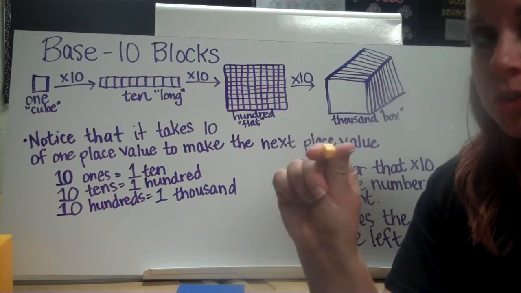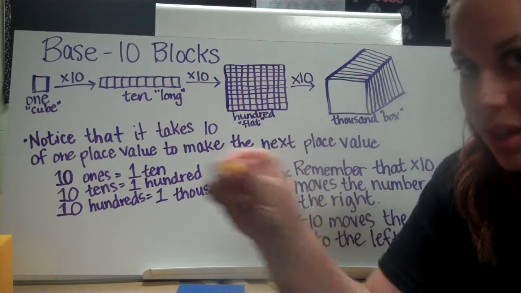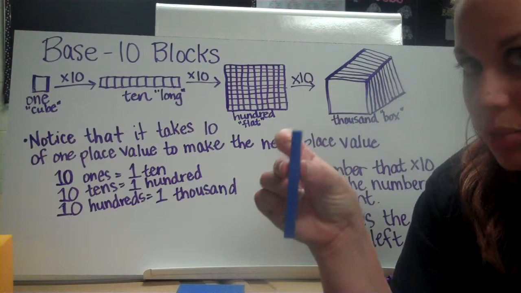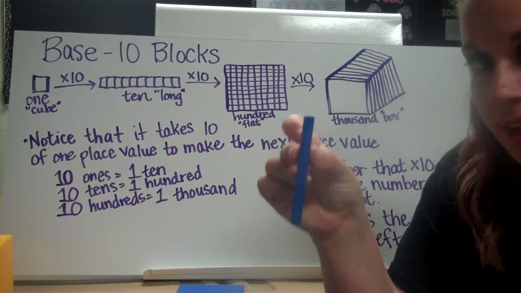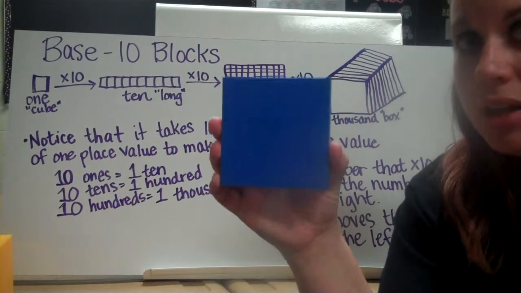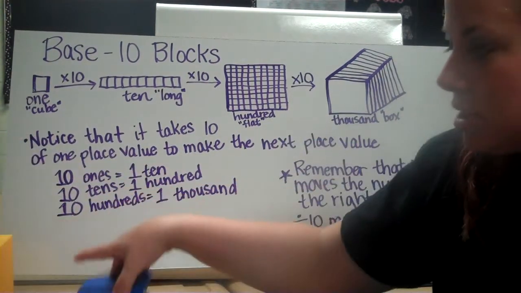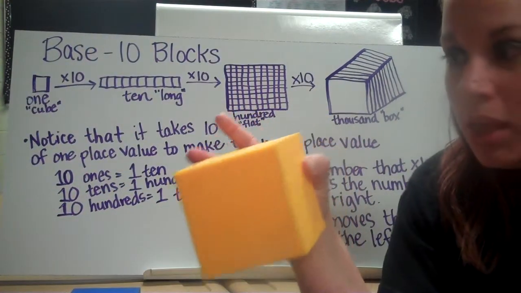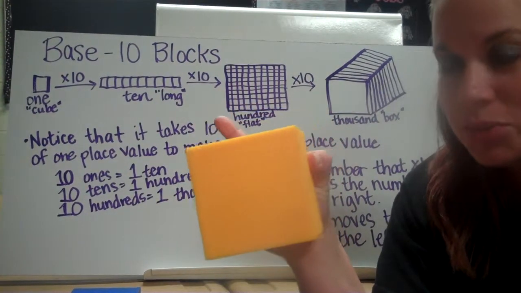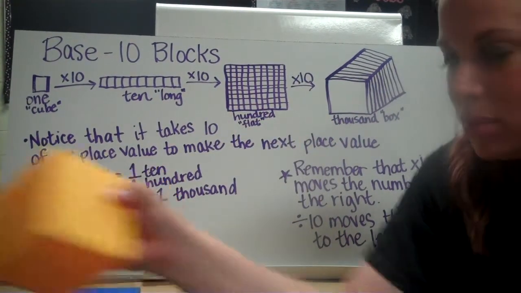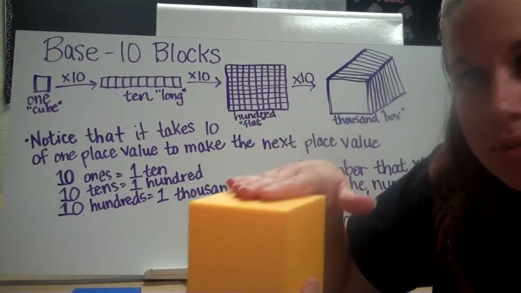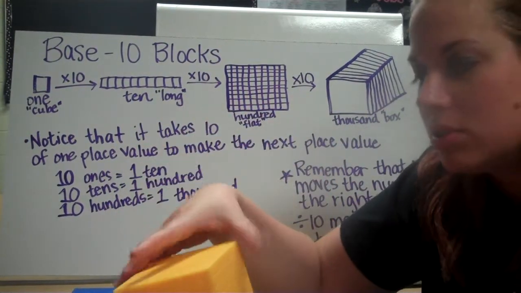So we have our cube, which is 1. 10 of these equals a 10, which is a long. 10 of these equals a flat, which is 100. And 10 of these hundreds equals a 1,000 cube. Now, 10 of these thousands would equal 10,000. So if we had 100 of these thousands, that would equal 100,000, and so on.